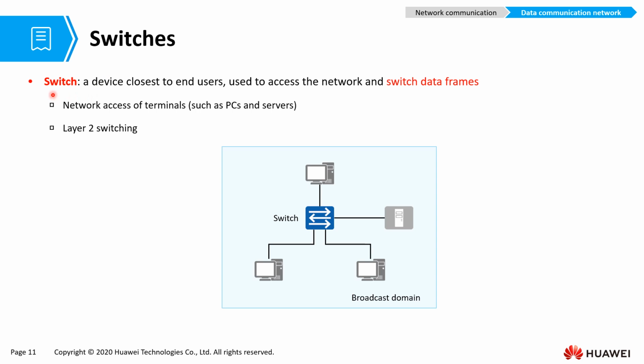Switches. A switch is a device closest to end users, used to access the network and switch data frames. It provides network access for terminals such as PCs and servers, as a layer 2 switch. All devices connected to a switch are in one broadcast domain and multiple collision domains. Every interface is considered a collision domain.